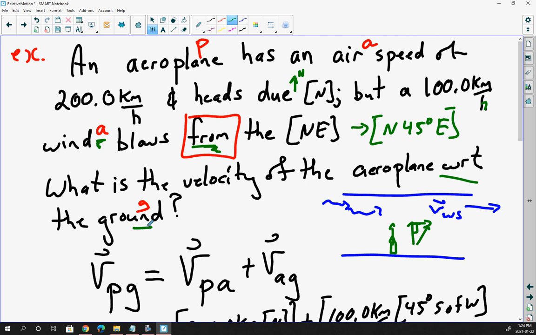That's the next reference frame. So basically what I'm asking is, what does the motion of this airplane look like to someone looking up at it from the ground? Are they going to see this airplane go straight north? No. There's a wind that's blowing from the northeast. It's going to push the plane, just like a current would push the boat. But the way to solve it remains the same.